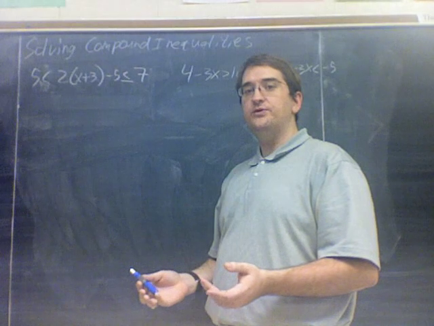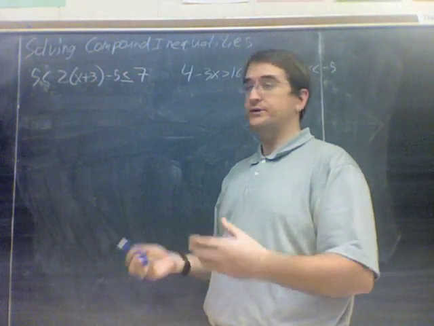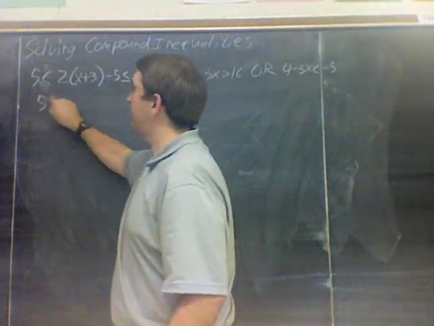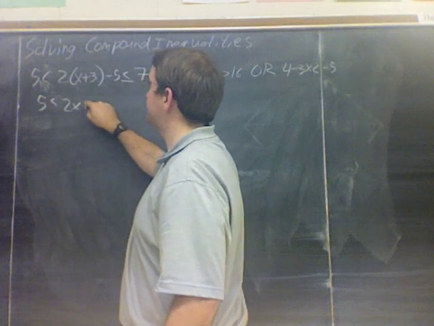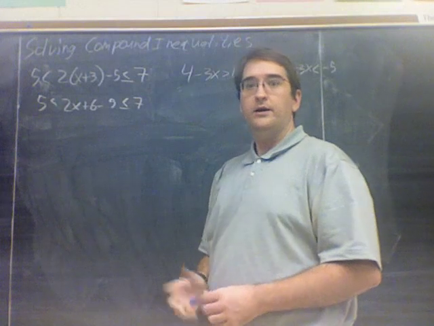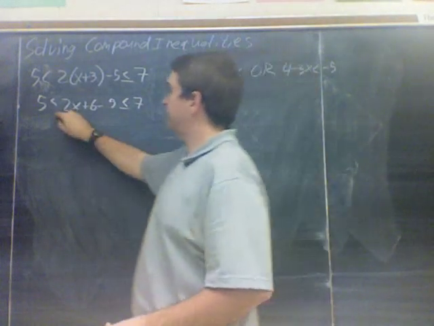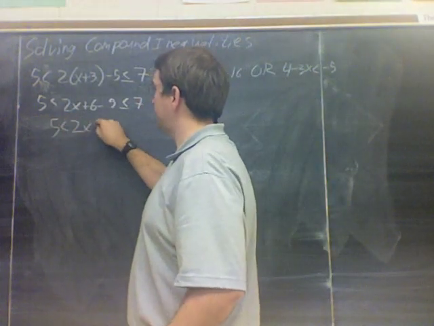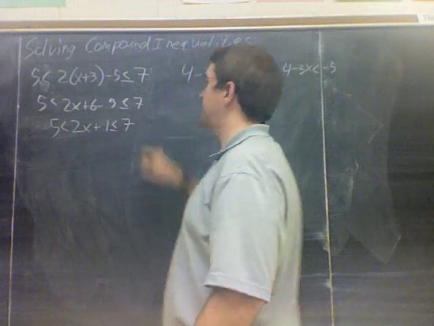Regardless of how we approach this, the first thing to do is to combine like terms, distribute, and do all that. So 5 is less than 2x plus 6 minus 5, which is less than or equal to 7. Then we combine like terms: 5 is less than 2x plus 1, which is less than or equal to 7.